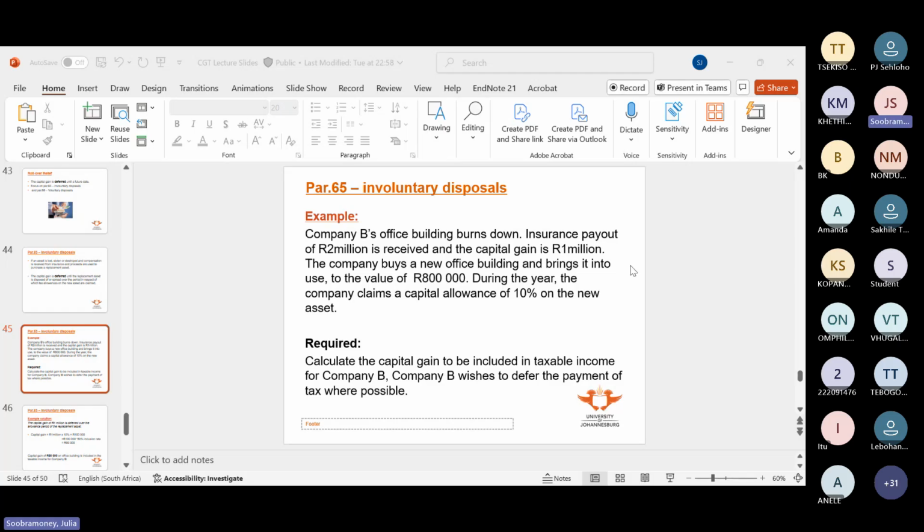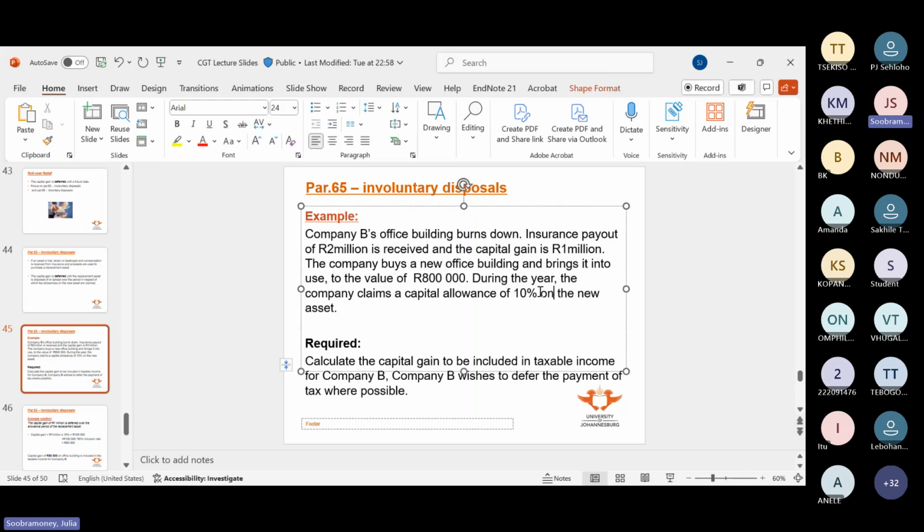Anyone say anything else? How much are we going to defer? So let's go back. What did I tell you? If you want to determine how much to defer, what do you need to look for? You need to look for the replacement assets tax allowance. So what did we replace this factory with, this building? We replaced it with a new office building to the value of 800. And then I tell you, we claim allowances of 10%. So there's the allowances of my office building. We are going to defer it by 10%.